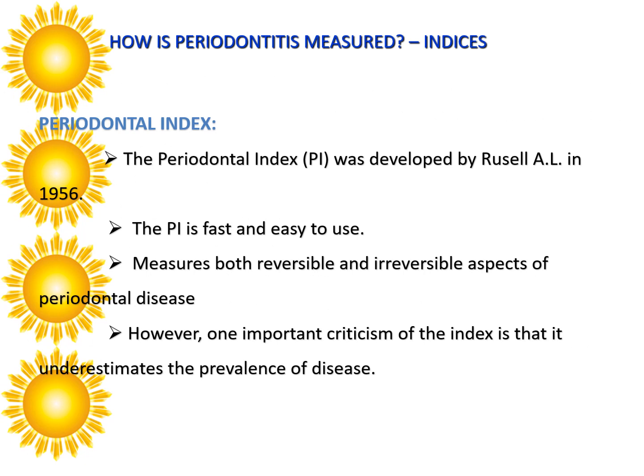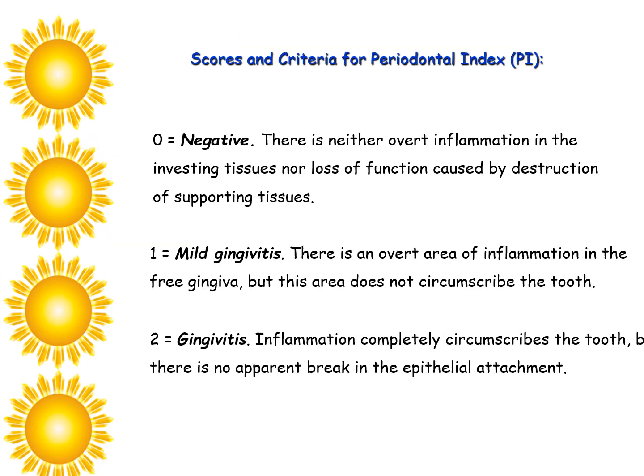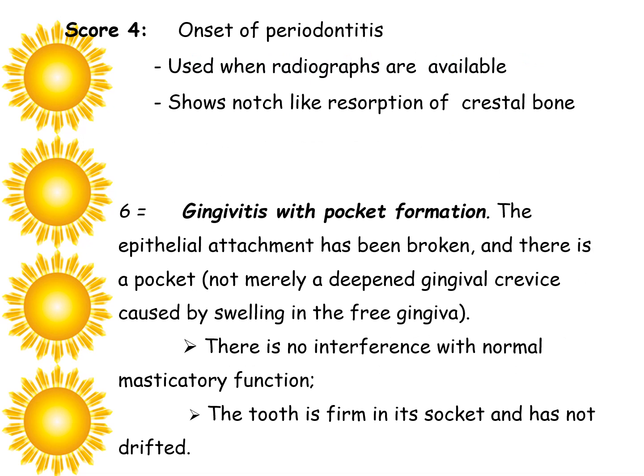How is periodontitis measured? There are various indices. Here we are going to see the periodontal index and the periodontal disease index. The periodontal index was first developed by Russell in 1956, and the scoring criteria is from 0 to 8. 0 is negative, that is there is no overt inflammation in the investing tissue nor loss of function. 1 is mild gingivitis, 2 is gingivitis, 4 is onset of periodontitis.